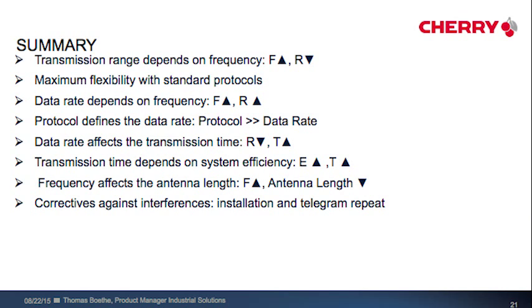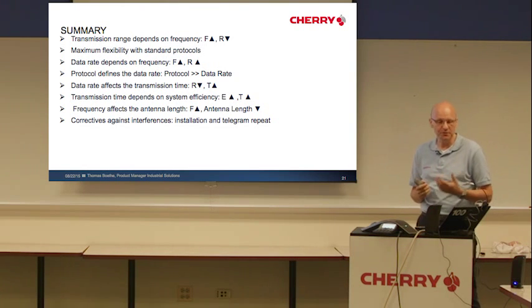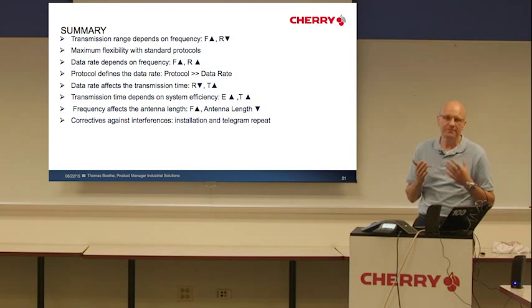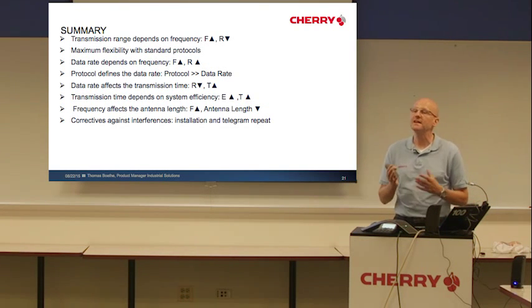Okay, and on slide 20, I made a short summary of all the important parameters you saw. Remember, transmission range depends on frequency. This means the higher the frequency, the lower the physical transmission range. This is the advantage of the sub-gigahertz frequency, 915 for example, and the disadvantage of 2.4 gigahertz.